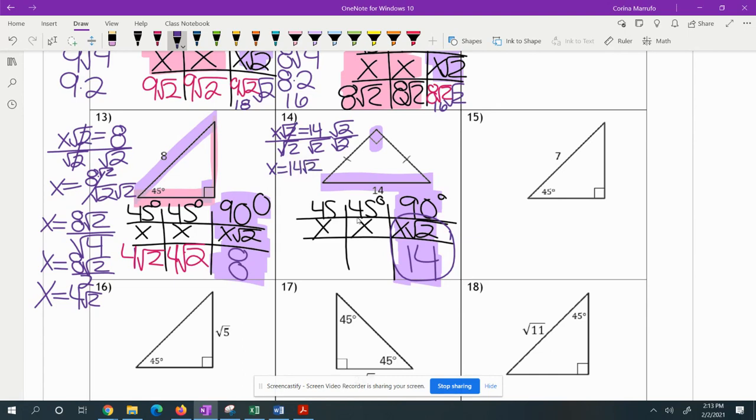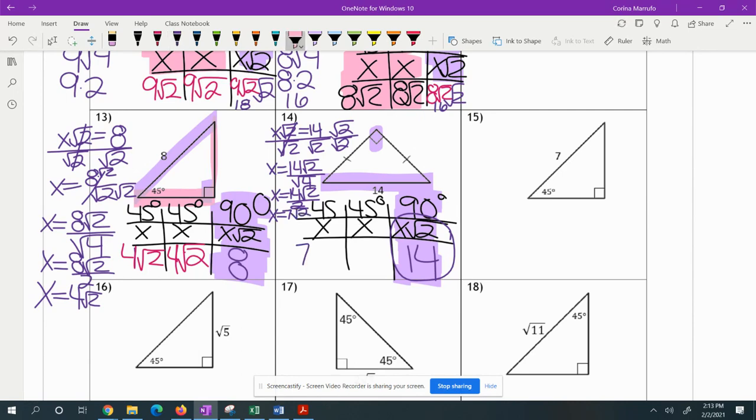And then on the bottom, the square root of 2 times the square root of 2 gives us the square root of 4. And we know that the square root of 4 is 2. Okay. And the last step, we can go ahead and take 14 and divide it by 2, and that gives us x equals 7 square root of 2, because 14 divided by 2 gives you 7.